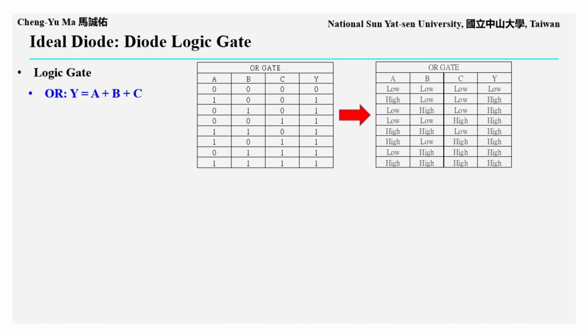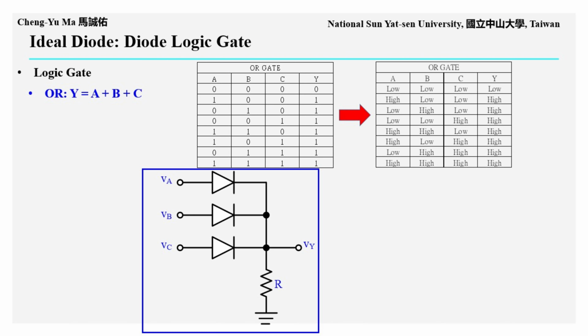In an electrical circuit, the logic values 0 and 1 are represented by a low voltage and a high voltage. A low voltage corresponds to bit 0, and a high voltage corresponds to bit 1, as shown in the table on the right. The OR logic gate can be implemented using the diode circuit shown in the figure.